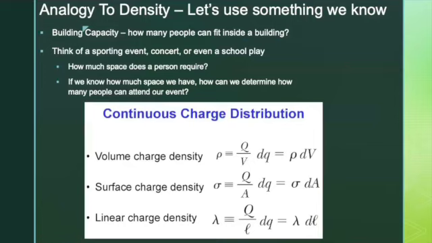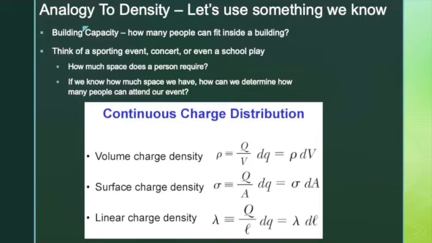So instead of thinking about it in terms of current and charge density in the beginning, especially if this is something that confuses you, I always advise tutees or students, think of it as a sporting event, a concert, even a school play, right? There's capacities set by the fire marshal. So how much space does a person require? And if we know how much space each person has, are we able to determine how many people can attend our event?